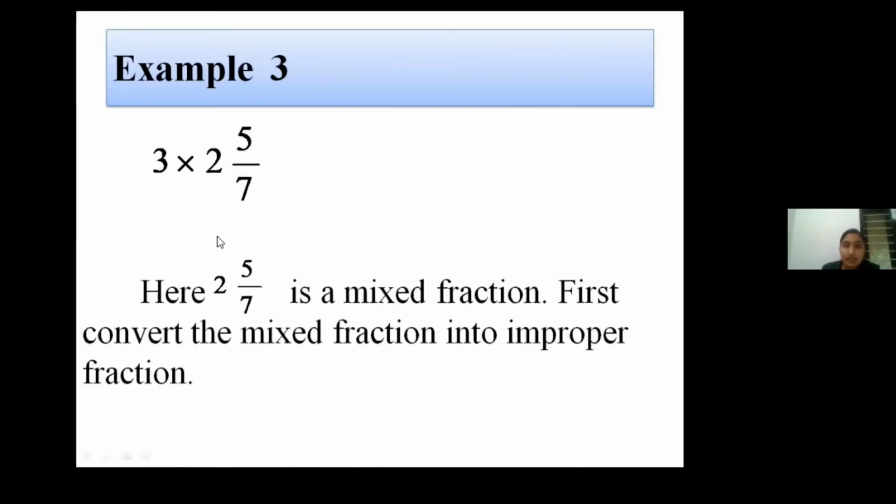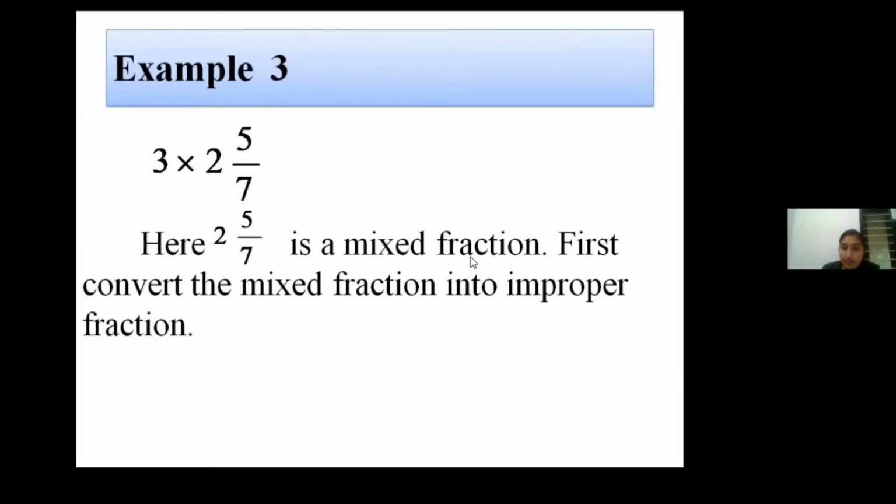Here 2 5 by 7 is a mixed fraction. A mixed fraction is a combination of a whole number and a proper fraction. Here the whole number is 2 and the proper fraction is 5 by 7. In the proper fraction 5 by 7, the numerator is 5 and the denominator is 7.